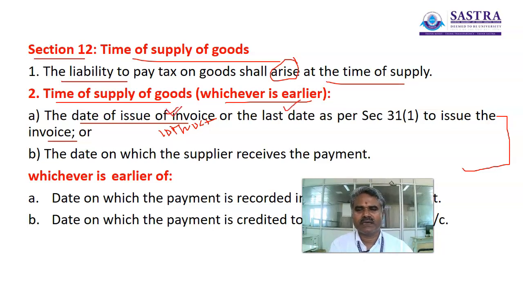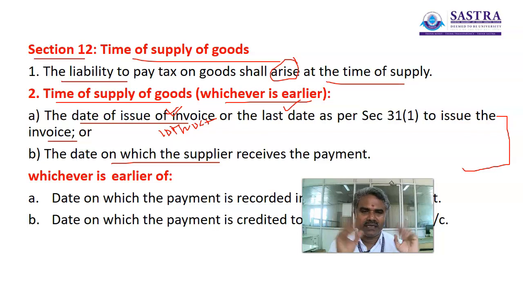Usually this is applicable. When it is applicable, you take it. Here, the date of issue of invoice is 10th October. Then the second one is the date on which the supplier receives the payment. In which date does the supplier receive the payment from the customers? This is because the customer is an end point.